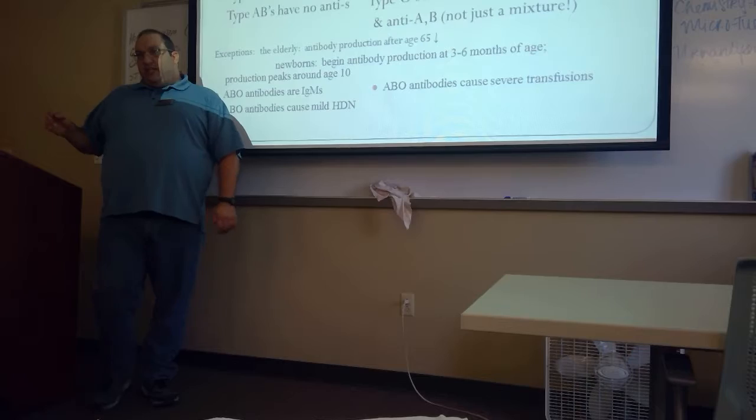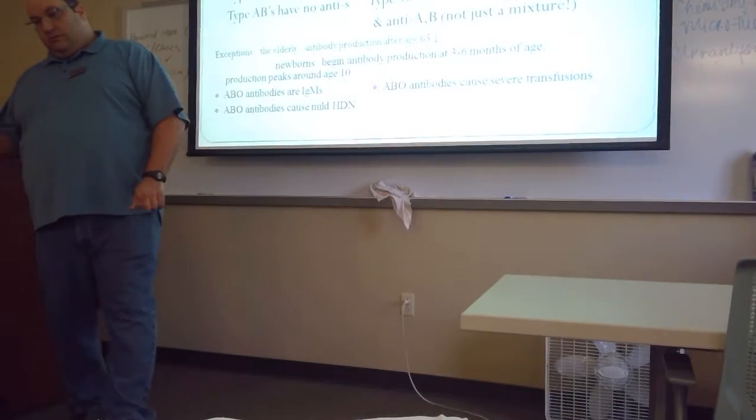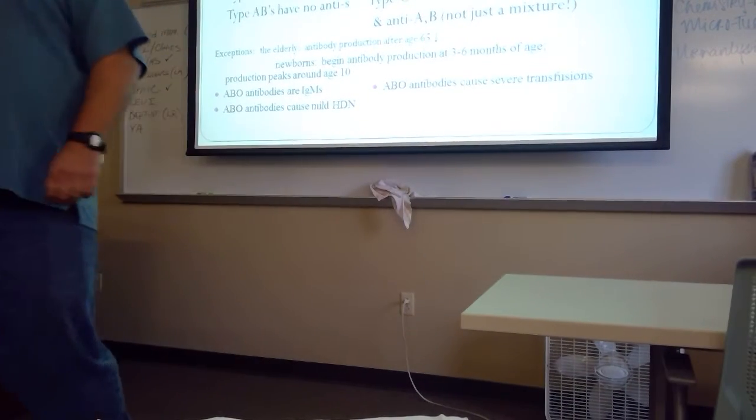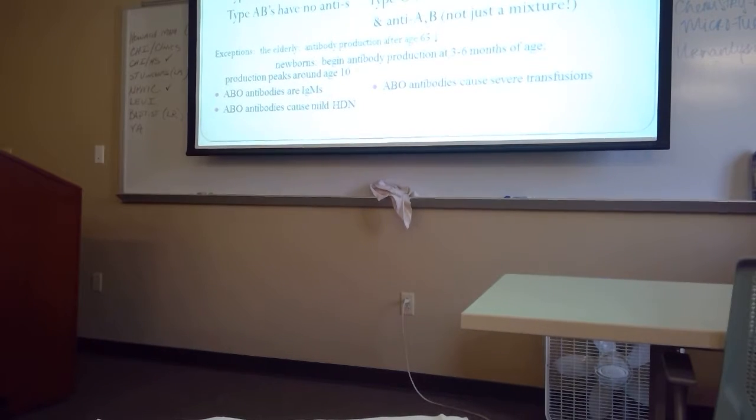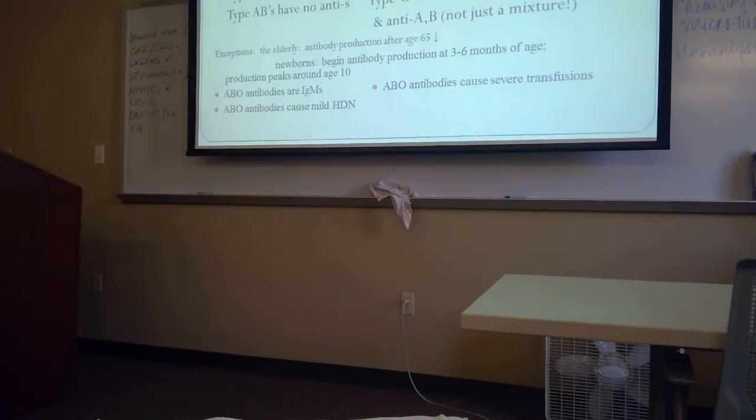Question: the antibodies for an O patient? The O patient will always have these 3 antibodies. Yes. I'm O positive. If you test me right now, I have anti-A, anti-B, and anti-A,B. And like I said, that one tends to be IgG and it will react with both.